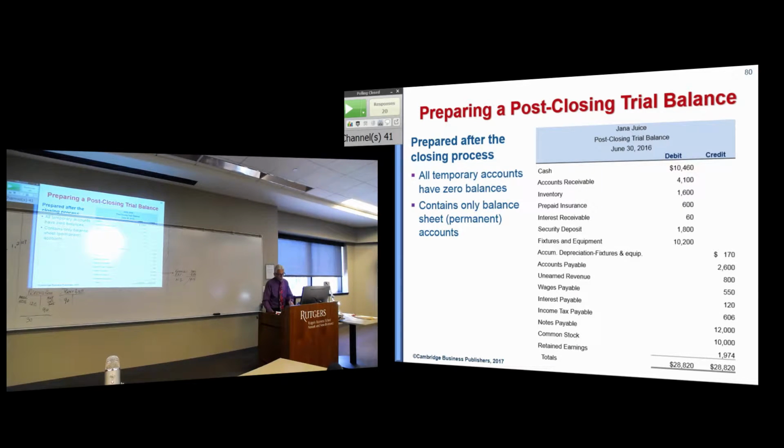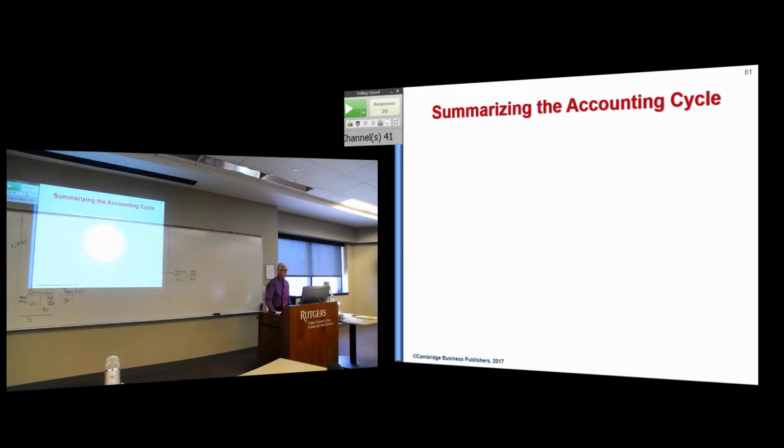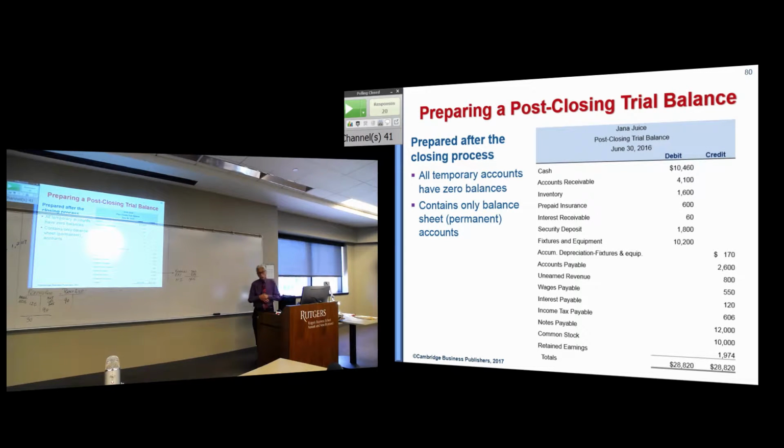And by the way, if this was on an exam, the post-closing trial balance should only include balance sheet accounts. And by the way, this is the only point at which retained earnings is the final or the correct balance. Until you close out revenues and expenses, retained earnings is not up to date. It's only up to date when revenues and expenses are closed out to retained earnings.